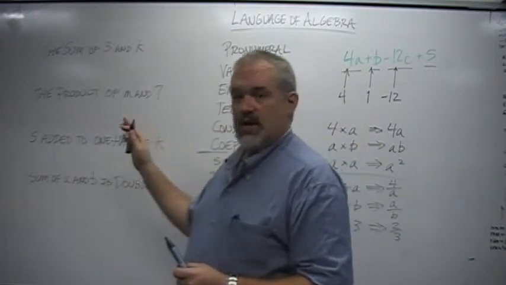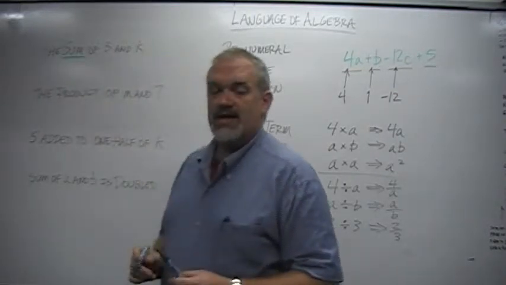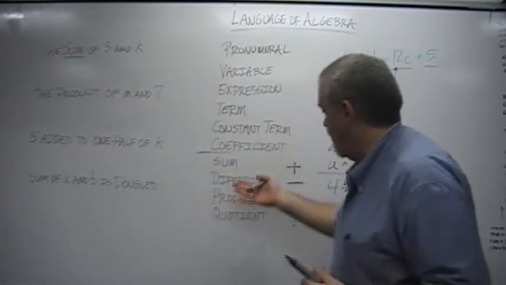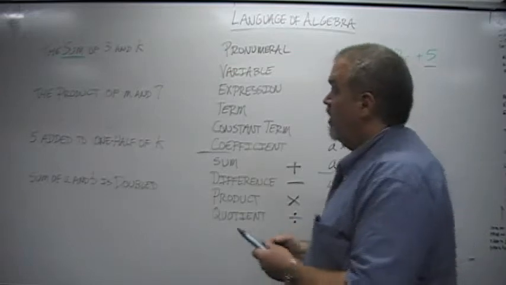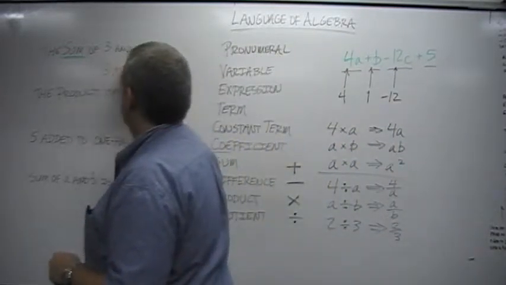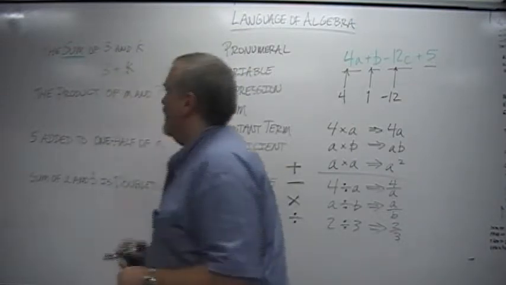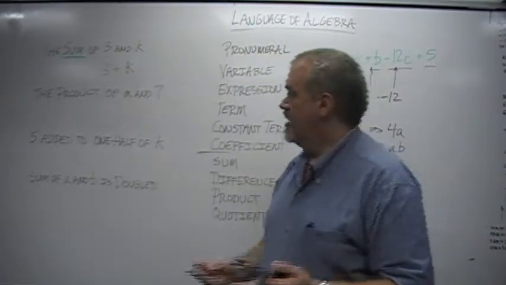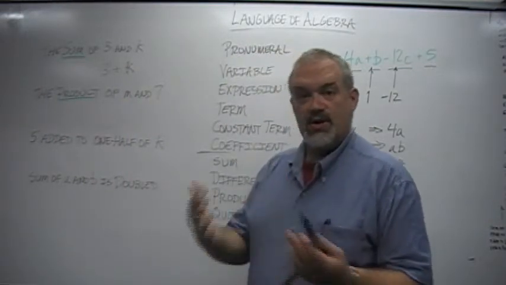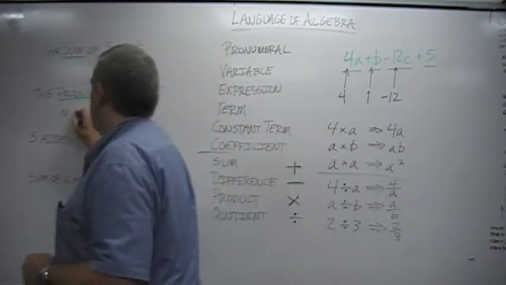The key word in this statement is the word sum, because sum tells us what we're going to do. If we have sum, then, remember over here, we're going to add. So when we write this, we say the sum of 3 and k, 3 plus, or 3 added to, k. The next one is similar to that, the product of m and 7. We're going to multiply those together, m times 7.